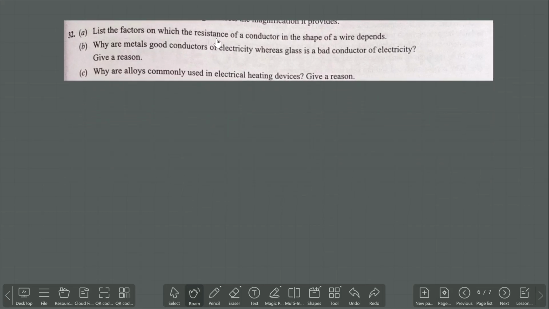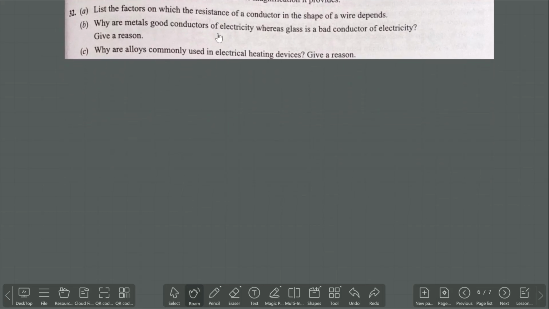So the next question, what chapter is it? Chapter name. Magnetic effect of electric current. Electricity.